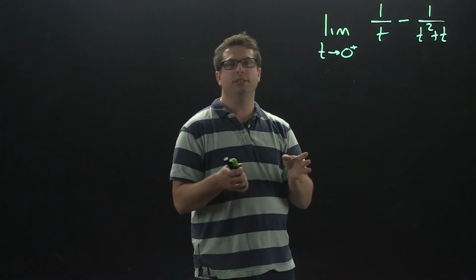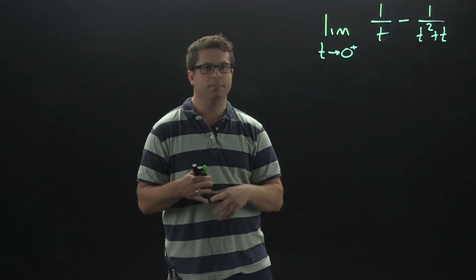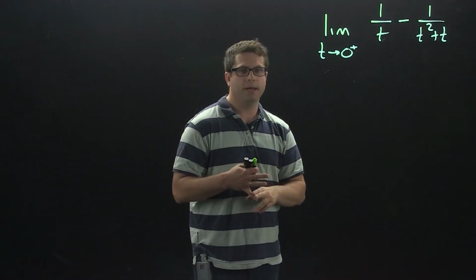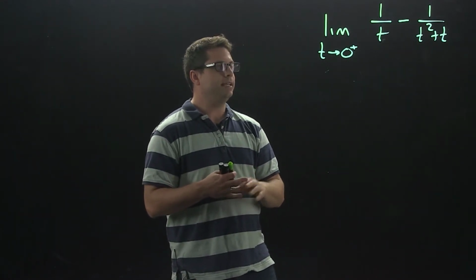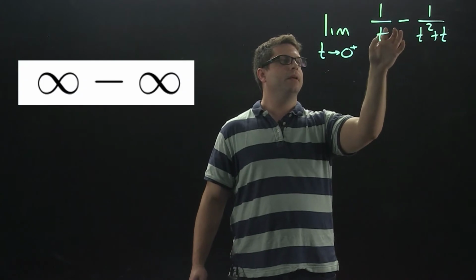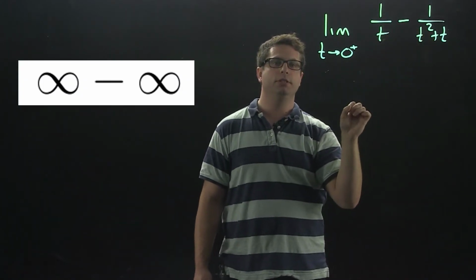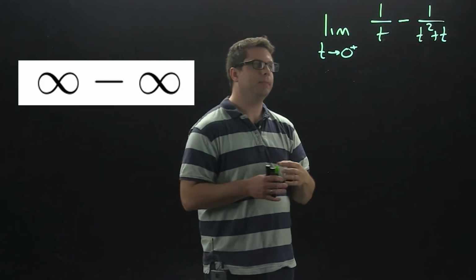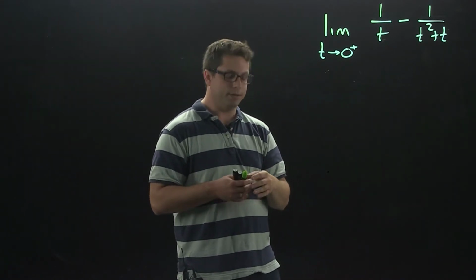So we have all these different techniques. We have factoring, simplifying, multiplying by conjugates. In this case, whenever you have infinity minus infinity, what we want to do is try to put it together as one fraction. So that means finding a common denominator.